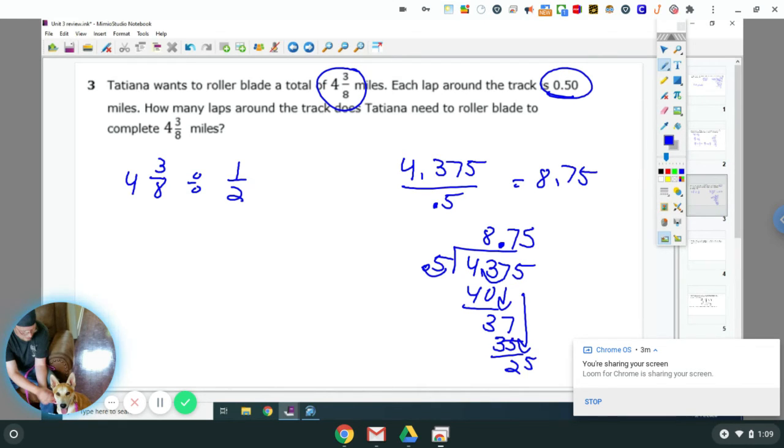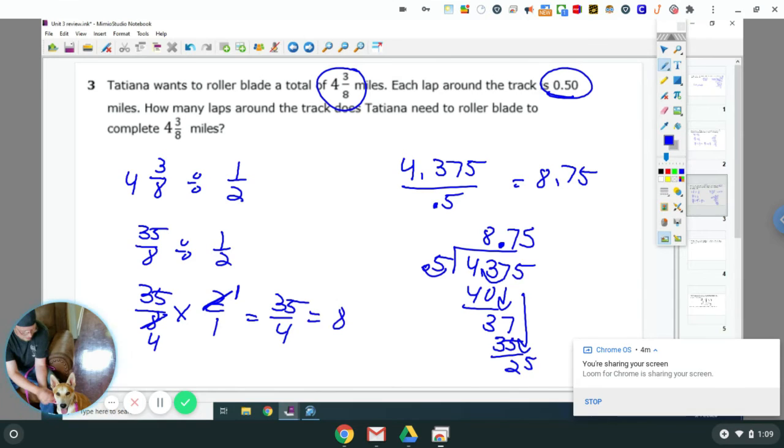Now, if you did it with fractions, you would have to make this improper. So that would be 35 over 8 divided by 1/2. Then you're going to keep it, switch it, and flip it. And then you can simplify. So you get 35 over 4, which is a mixed fraction of 8 3/4. So either way is perfectly fine. You can do one way as a fraction or the other way as a decimal. It doesn't matter. You'll still get the same answer. Just whatever you're comfortable with.